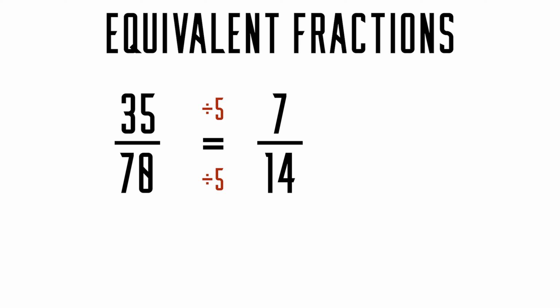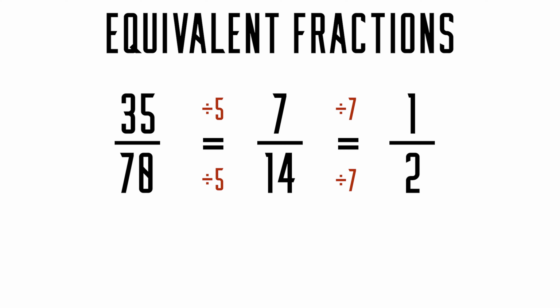Now we can go even further than this. We can ask what number divides evenly into 7 and 14. The answer here is 7. So we can say 7 divided by 7 is 1, and 14 divided by 7 is 2. Now we have our fraction as 1 over 2, which is its simplest form, because there are no numbers that divide evenly into 1 and 2 other than 1.